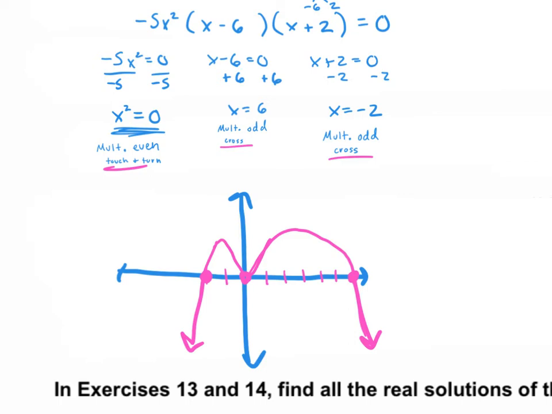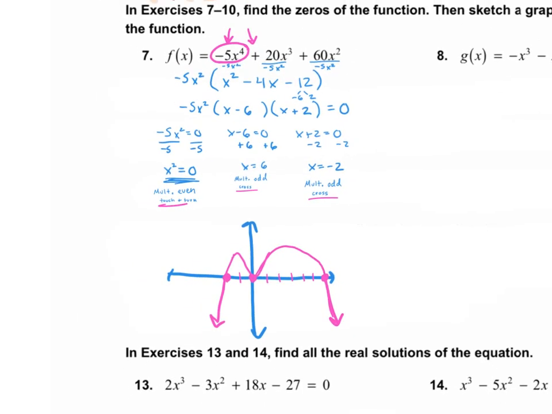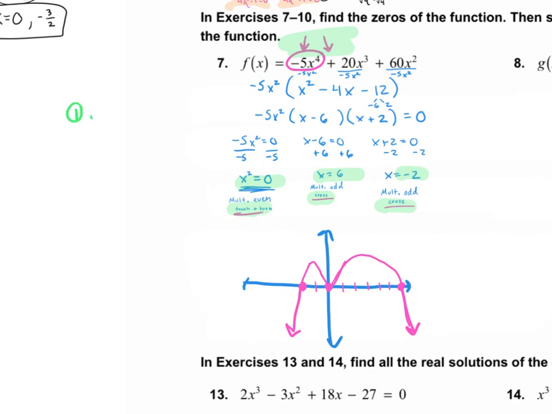There will be a question on the test where you have to graph. So when you graph, you got to find your zeros. You have to know if your multiplicity touches and turns or crosses, and you have to know your end behavior. I'll write that down for you guys. So step 1, find the zeros. Step 2, know whether your multiplicity makes it touch and turn.